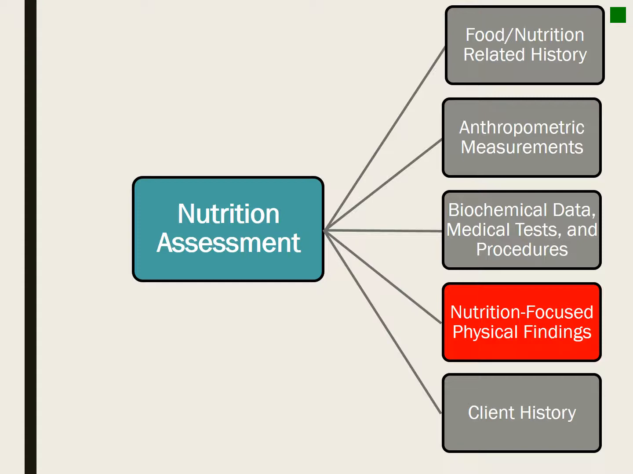So in week 3, we will learn more about this and how to interpret the findings, and there will probably be videos posted about how we are to do the nutrition-focused physical exam. And we will be performing those in the hospital as well, so it's very important that we understand what we need to be looking for in that complete nutrition assessment.